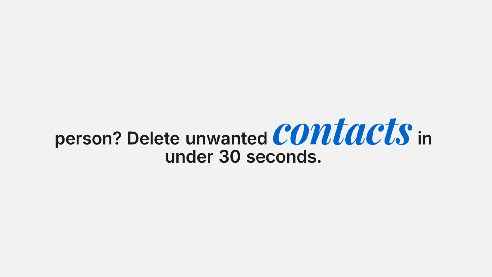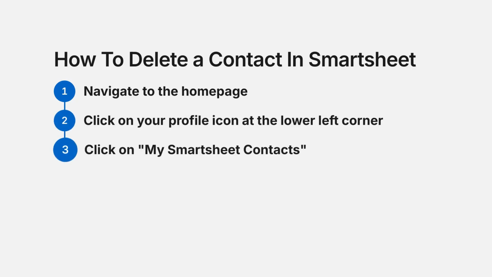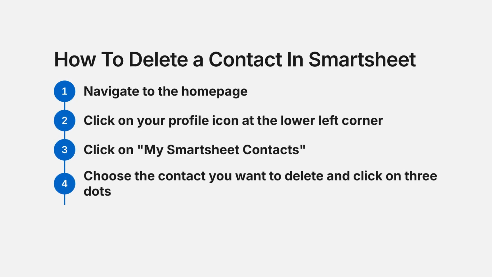Are you tired of scrolling through a cluttered Smartsheet contact list to find the right person? Delete unwanted contacts in under 30 seconds. I'll show you exactly where to click, from your profile icon to the delete button, so you can clean up your list fast.